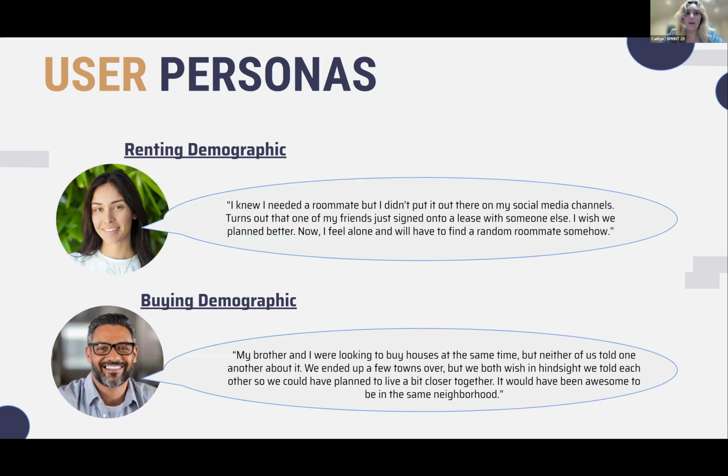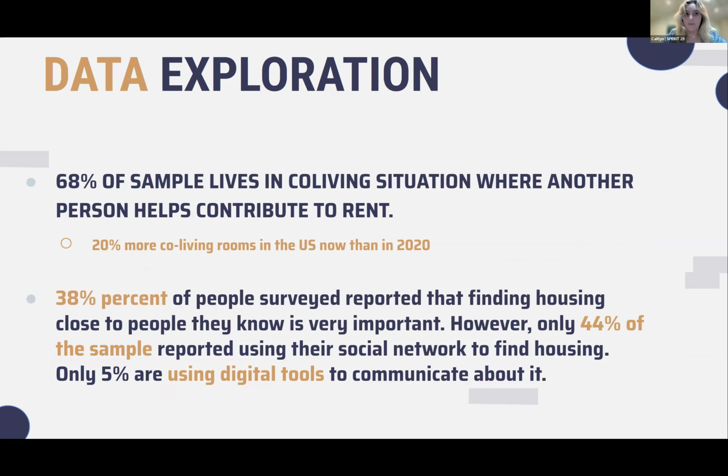The user personas are basically hitting on the renting demographic and the buying demographic, right? If you're not making it known that you're in the market for a rental, you're going to miss out on opportunities. Same with buying, especially when people you know might also be in the market. From my data, 68% of the sample lives in co-living situations where another person helps contribute to the rent. Makes sense, since 20% more co-living rooms are reported now than in 2020.